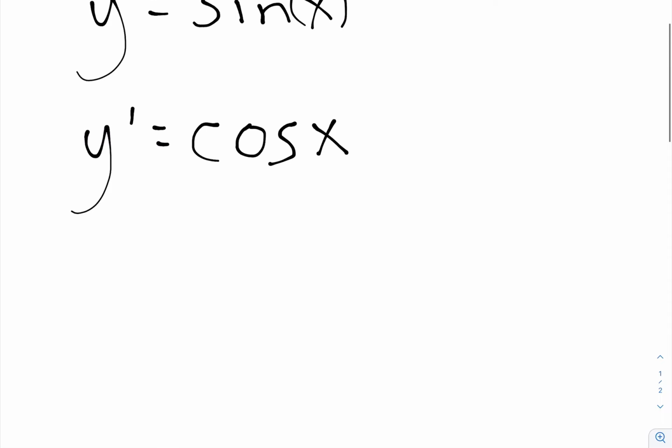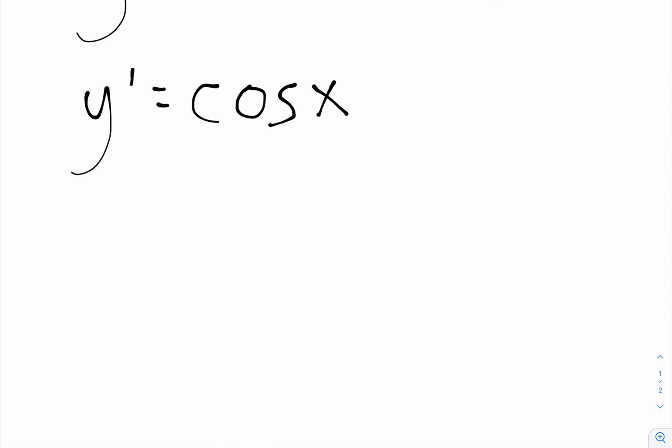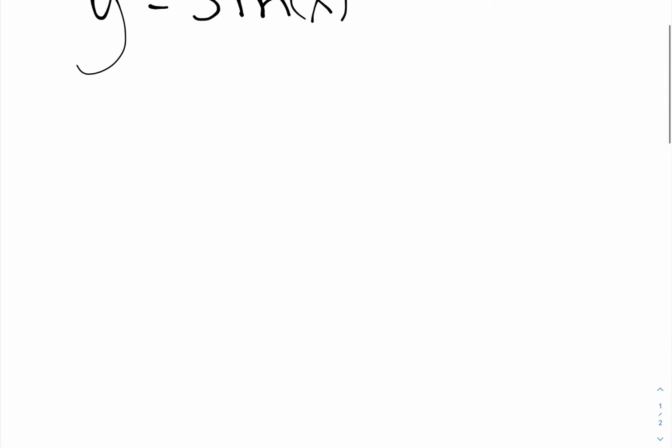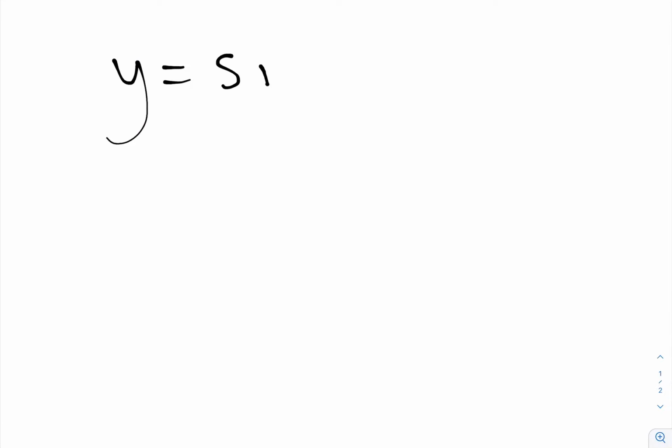But what happens when we're taking the derivative of sine of 2x? So y equals sine 2x. Well, now what do we do? When it was just sine x, the inside of the function was just x, right? So we just had to take the derivative of sine of x, which was just cosine of x.